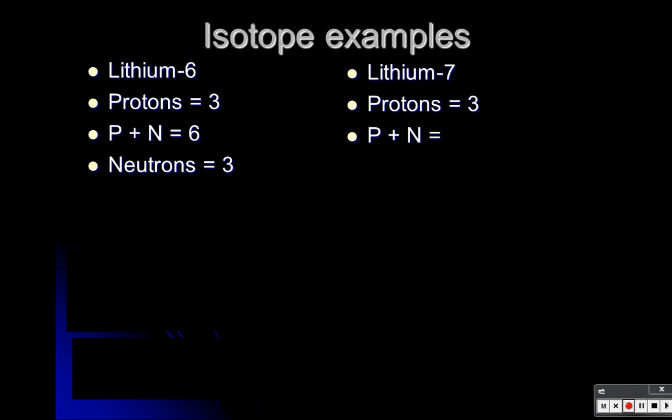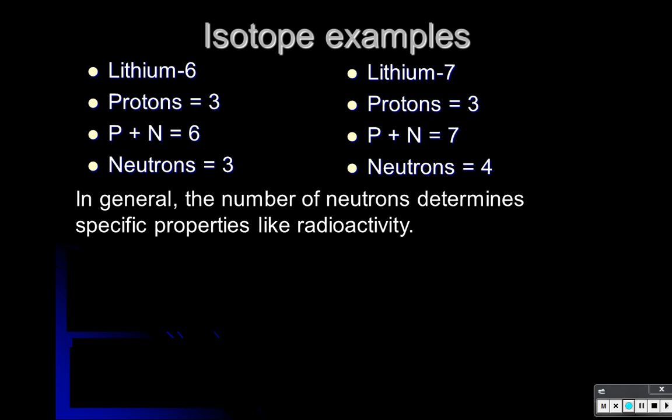By contrast, lithium 7 also has 3 protons, because it's still lithium. But now the protons plus neutrons, the mass number, is 7. And so the number of neutrons in this case is 4, because 4 plus 3 is 7. So they're both lithium, and they have a lot of properties in common, because they are both lithium. But there are some properties that may be a little different.